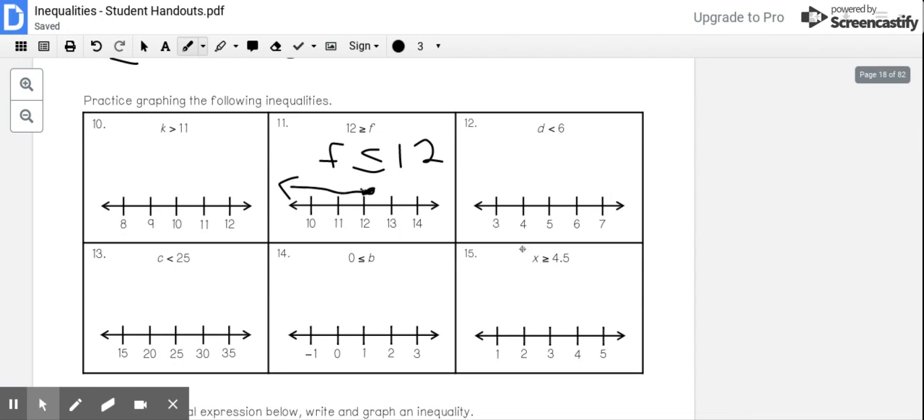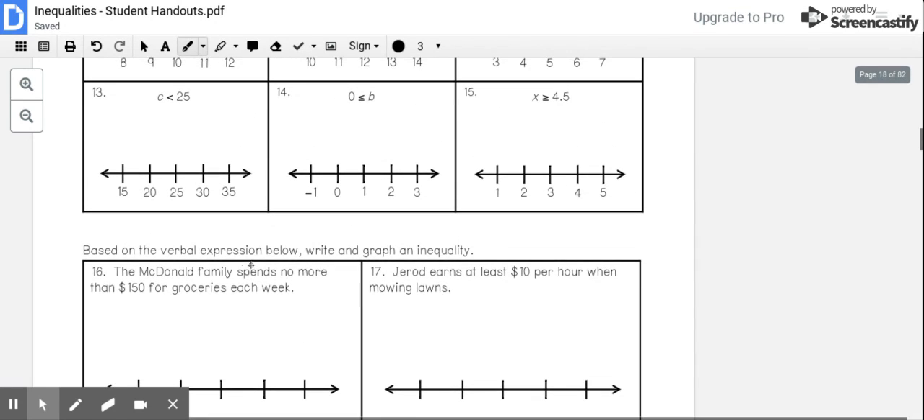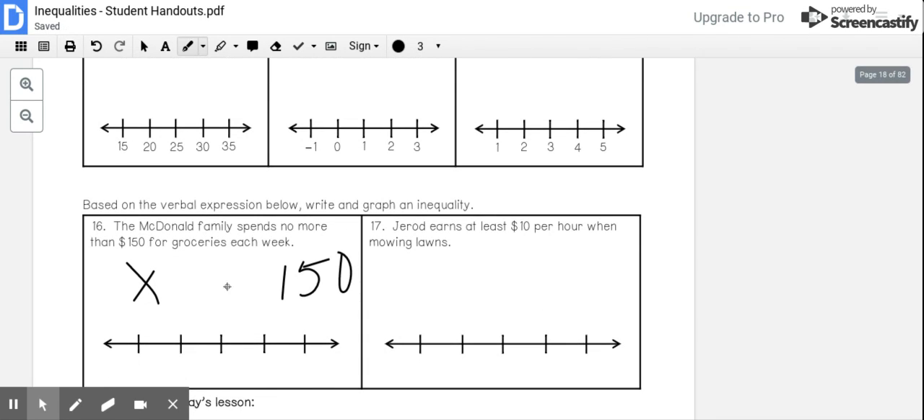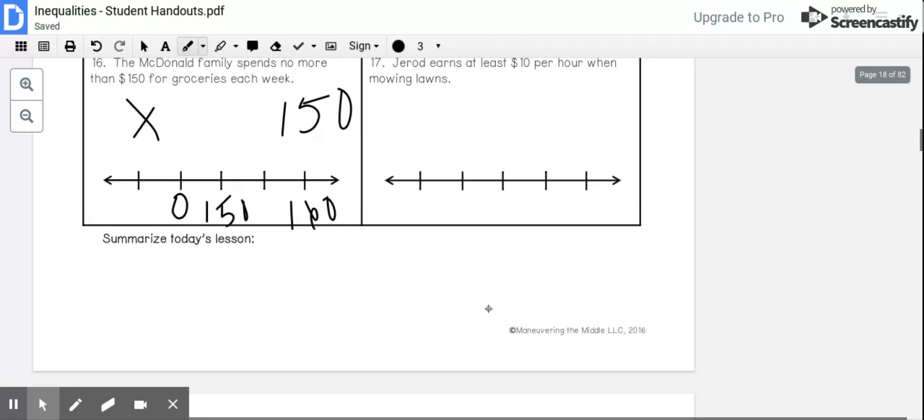So I want you to go ahead and finish these and then read this. And I want you to write an inequality like we've been practicing. Remember, the X goes on the left side. So you're going to have the X here, the 150 here, and then you put the symbol in here and then draw it on your number line. And remember, you don't need to fill out all those numbers. All you really need is a 0, a 150, and then you can do 160 here. That doesn't really matter. And then you're going to do it for this one too. And then show me when you're done. Do it when you're done with this video.